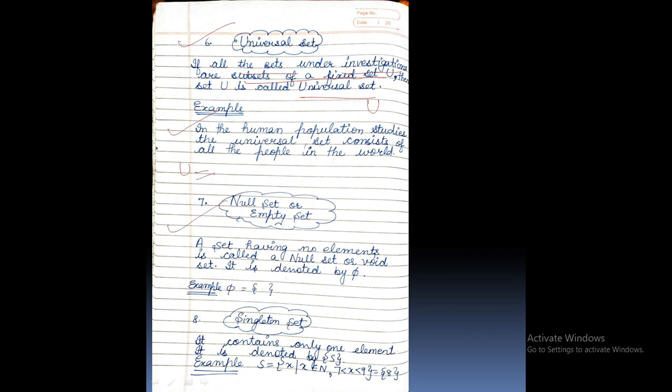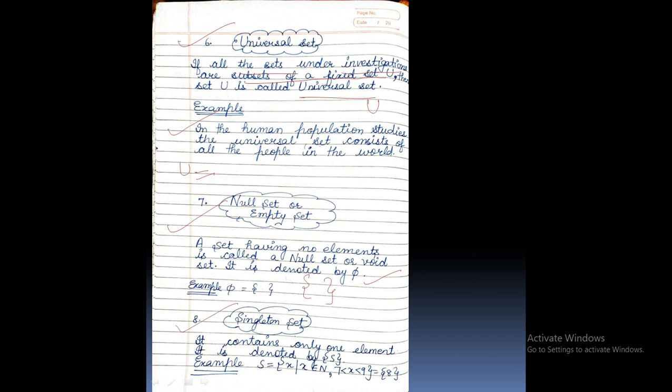And next point is null set or empty set. A set having no elements. If a set has no elements, that is known as a null set or void set. It is denoted by this symbol, phi symbol, and phi is equal to curly braces blank.